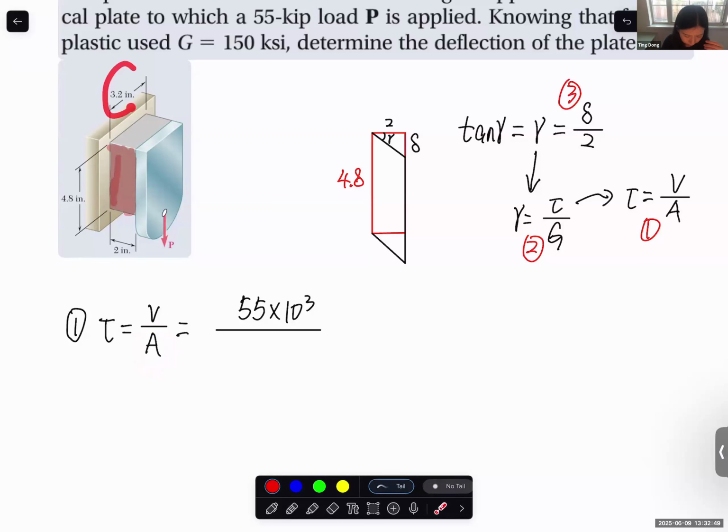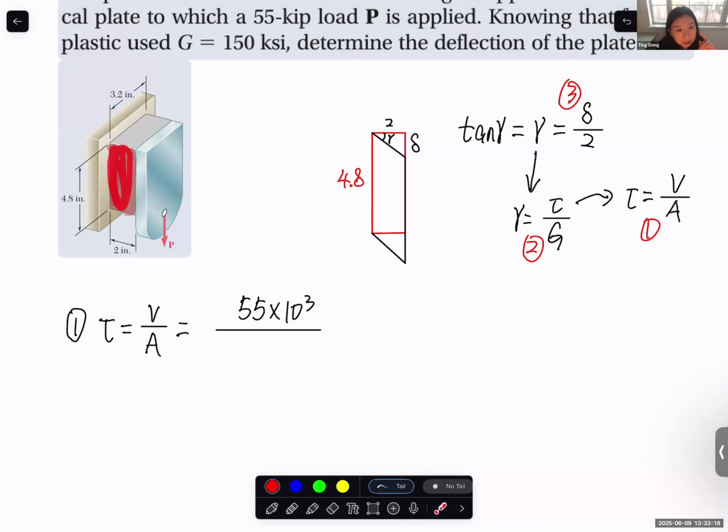We have the dimensions 3.2, 4.8, 2. Three dimensions. 4.8 times 2. Any other opinion? 3.4, 3.2. Yes, it should be this area. So be very careful.